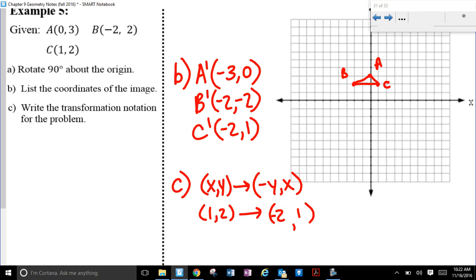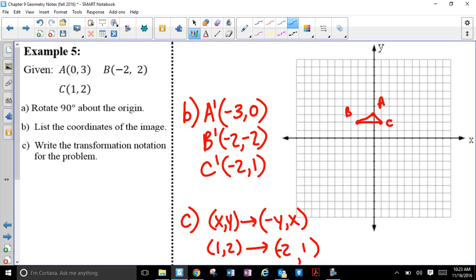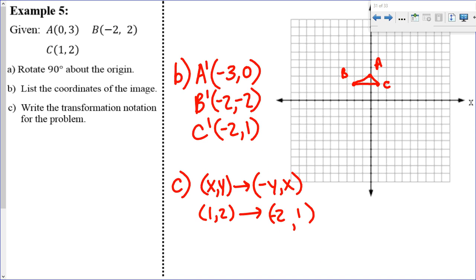Then we'll plot the points. So -3, 0, -2, -2, -2, 1. So this is our rotated 90 degrees picture. Same size and shape, so rotations keep the size and shape, so the pre-image is congruent to the image.